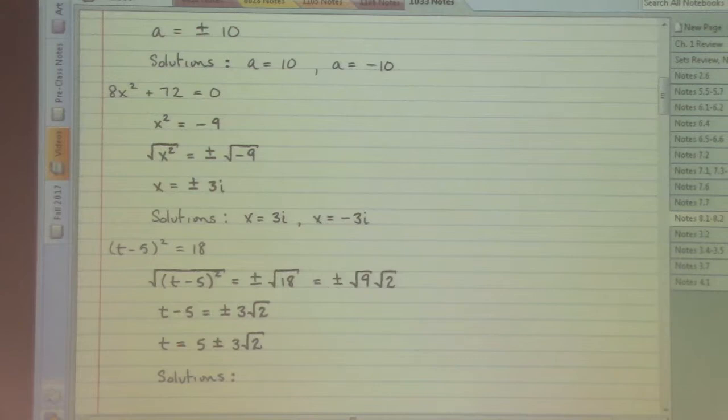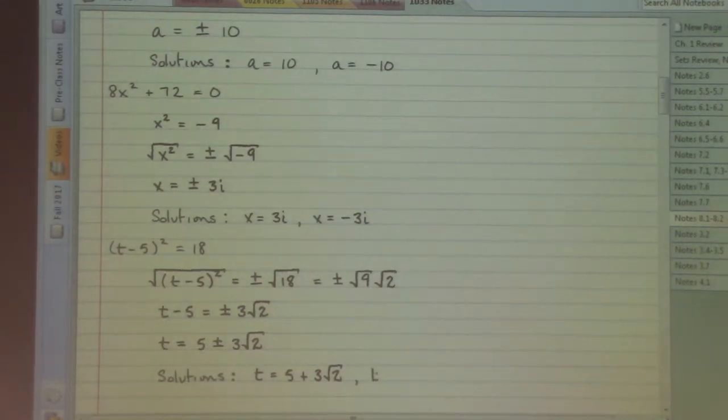So t equals 5 plus 3 square root of 2 is one option, and the other, t equals 5 minus 3 square root of 2, is our other option.